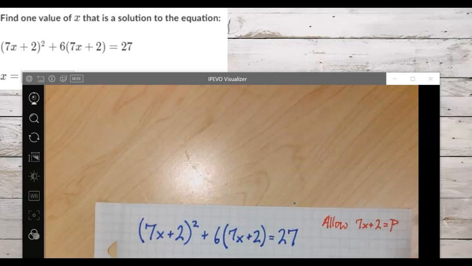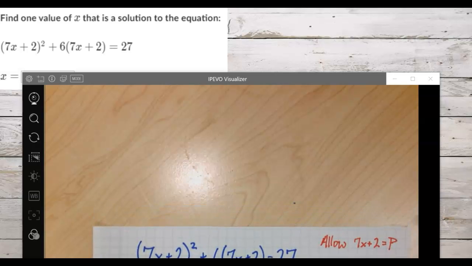So if we allow p to equal 7x plus 2, or allow 7x plus 2 to equal p, I'm strategically only showing you guys so much of my paper.